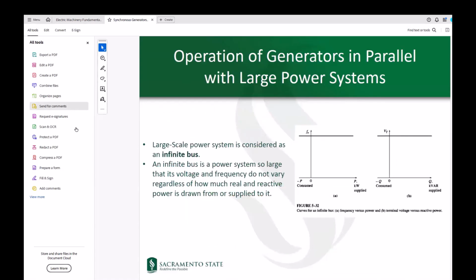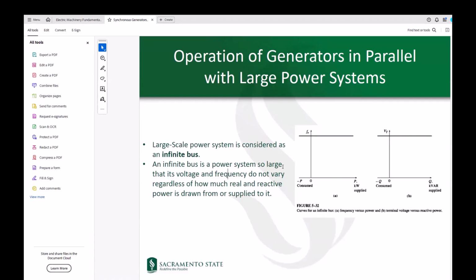All right, now when we are operating parallel systems, parallel generators, and if you want to bring a new generator to the system, it's as if you're having a large pool, which you call an infinite bus. An infinite bus means that we have a power system so large that its voltage and frequency don't change despite how much active power you're giving or taking from the system. The frequency remains constant. Same thing about reactive power. It doesn't matter how much reactive power you're giving or taking from the system, the terminal voltage will remain constant in an infinite bus. Okay.